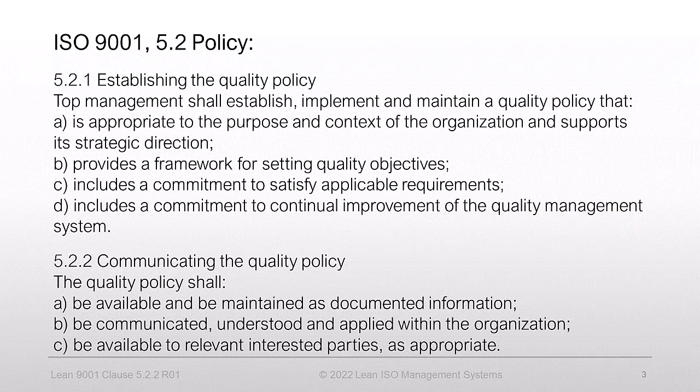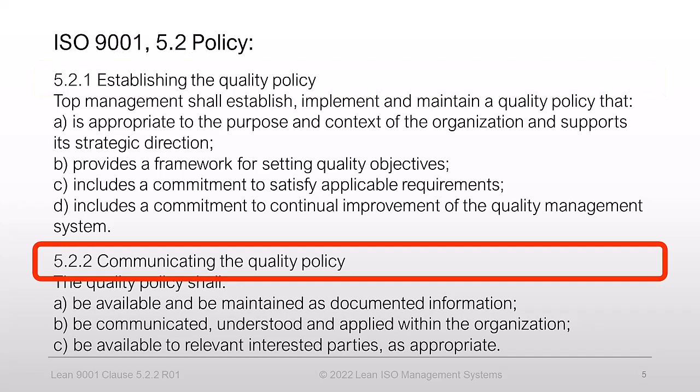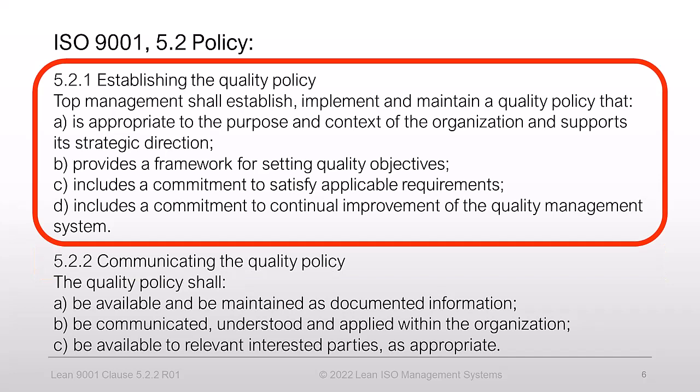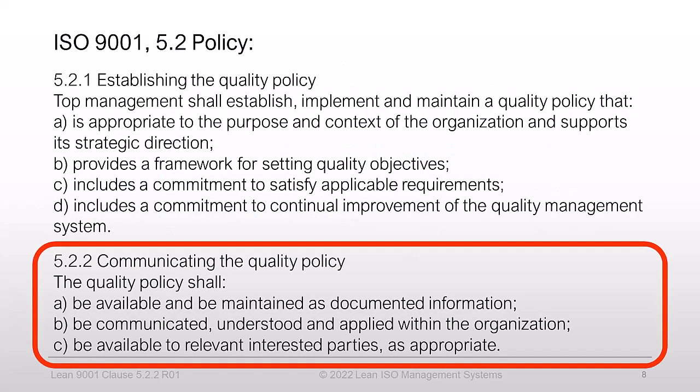Element 5.2 of the ISO 9001 standard consists of two subclauses: 5.2.1, establishing the quality policy, and 5.2.2, communicating the quality policy. In the previous video, we covered the first part of the clause, establishing the policy. In the end, we created a quality policy to address clause 5.2.1 requirements. If you missed that video, find the link below to catch up. Today we will talk about the second part, 5.2.2, communicating the policy.